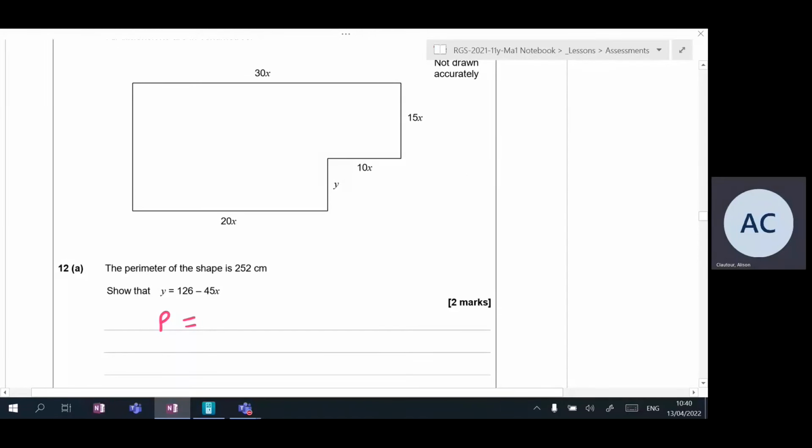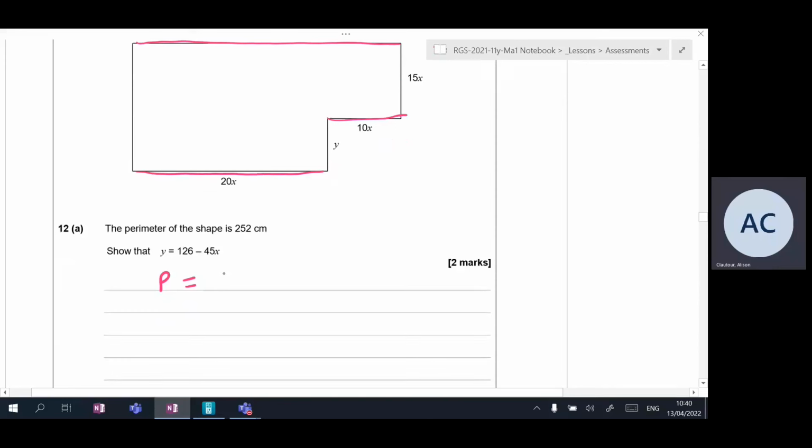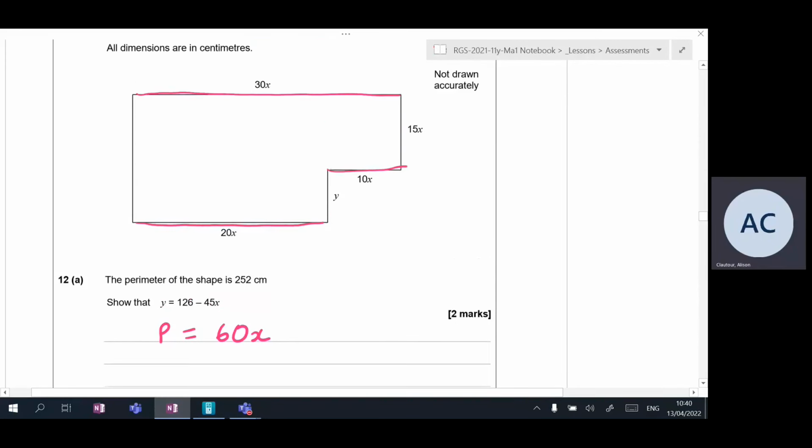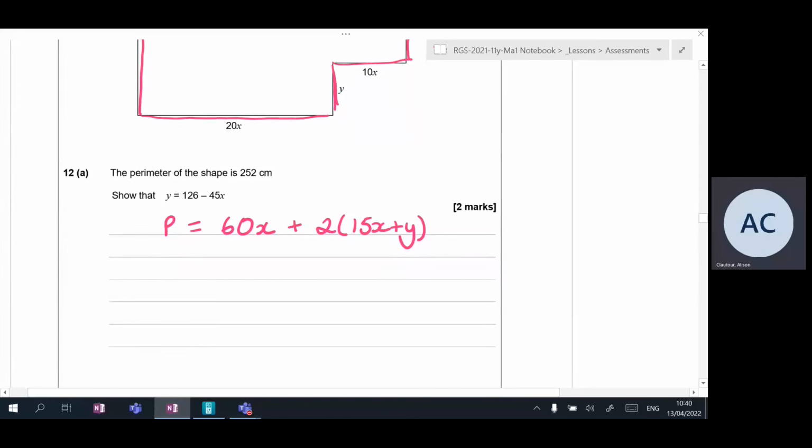Okay, so I'm going to think about my horizontal lines first. I've got 30x here on this line, and I've got 30x here as well, because obviously they add up to 30x. So I've actually got 60x for my horizontal lines. And then I've got 15x and y, but I've actually got 2 lots of those, because if I put those together, those 2 would add up to the same as this side here. So I've got 15x add y as one side, but it's also going to be the same as the other side as well. Okay, so I then know my perimeter is going to be 252.